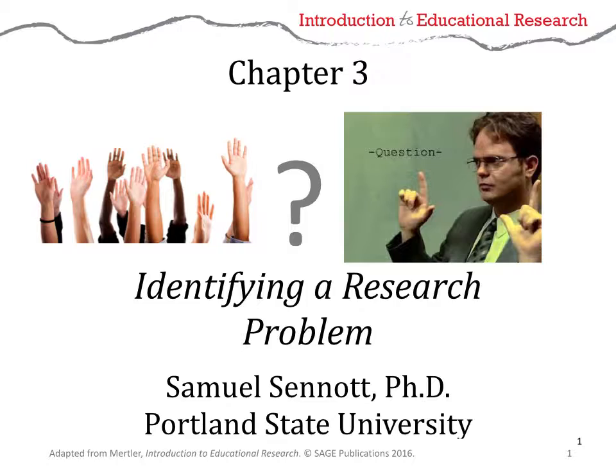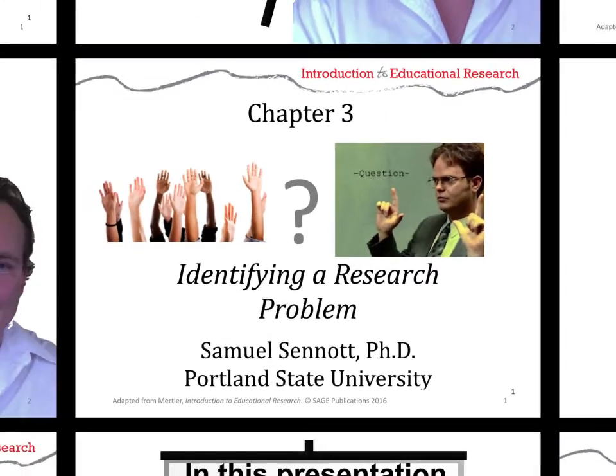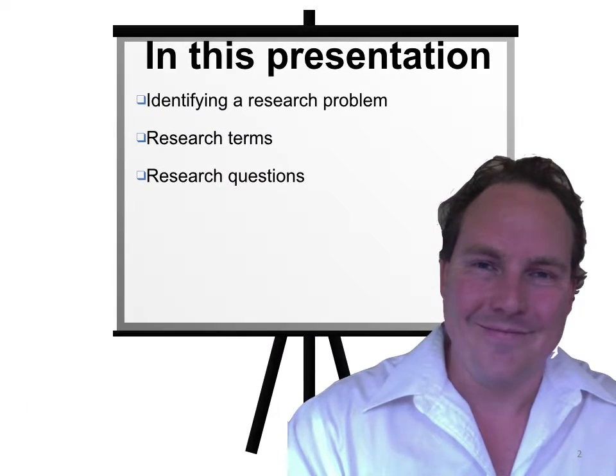We're going to be talking about identifying a research problem. In this presentation, we're going to focus on identifying a research problem, go over a few key research terms, and then talk about how to formulate research questions. I think this chapter in the text is fantastic and a real gift to you for where you're at.